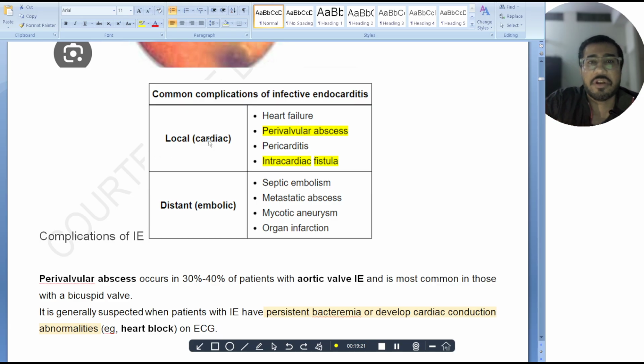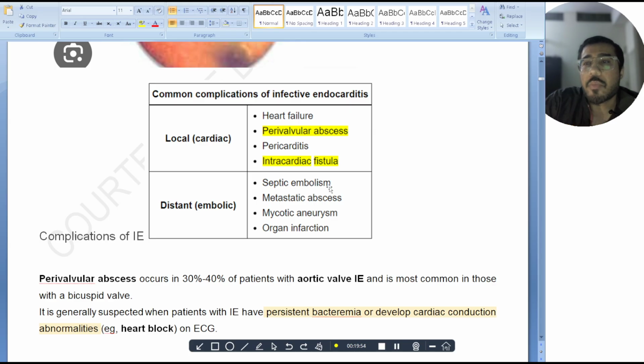Now let's just give it a read. Heart failure. Why would heart failure occur? Because of valvular incompetence long term. That is going to cause heart failure, not instant heart failure. Perivalvular abscess around the valve because it's bacterial in nature. Pericarditis, I don't care about pericarditis that much. It's not high yield. Intracardiac fistula, yeah, that's also an important one. The fibrin clots in the vegetations might cause degradation of the intracardiac walls leading to fistula formation.